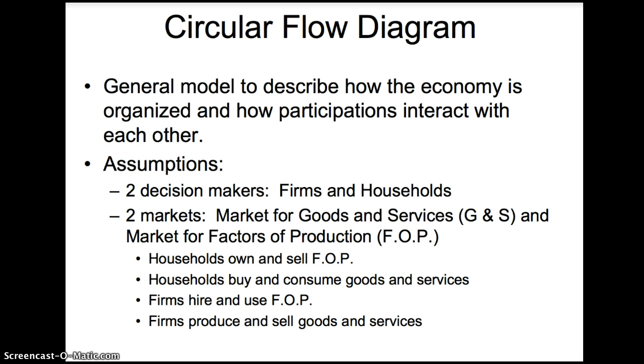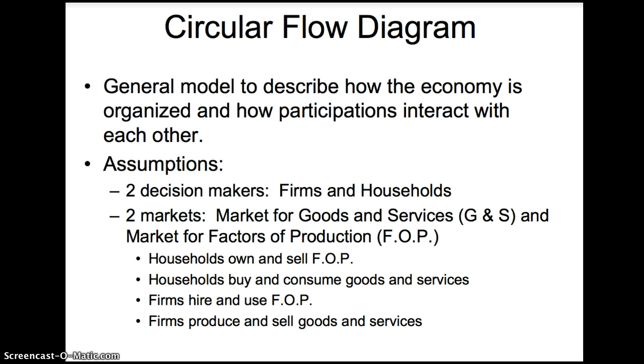First, we are going to assume there are only 2 decision makers in the economy, firms and households. This means we have completely cut out the government sector. Next, we are going to assume that there are only 2 markets, the market for goods and services, the finished products, and the market for factors of production, the raw resources.